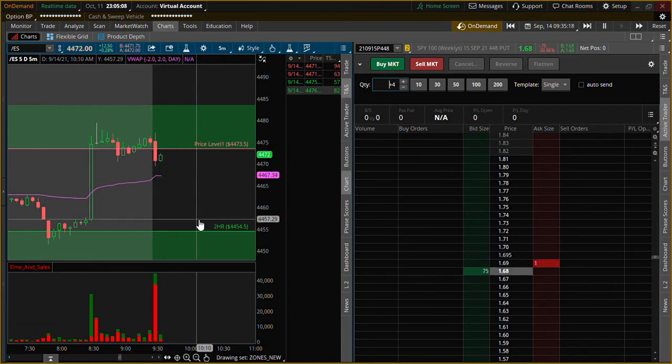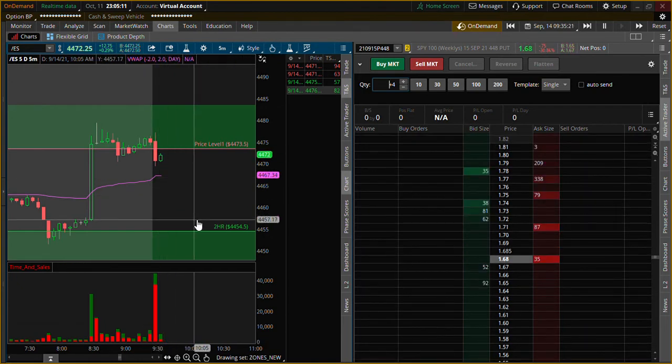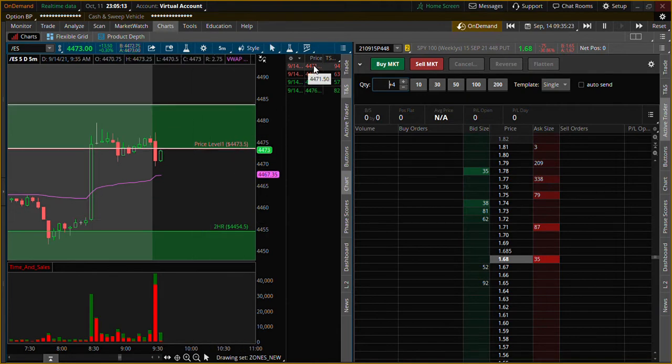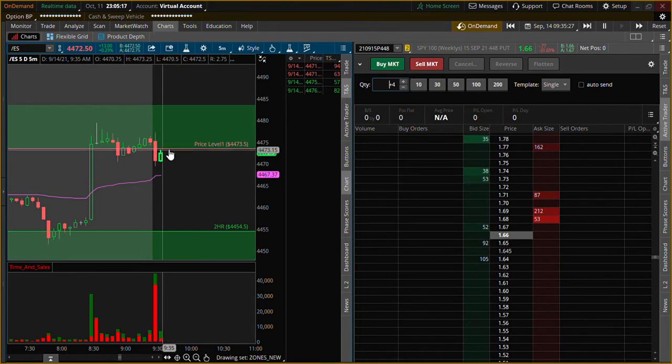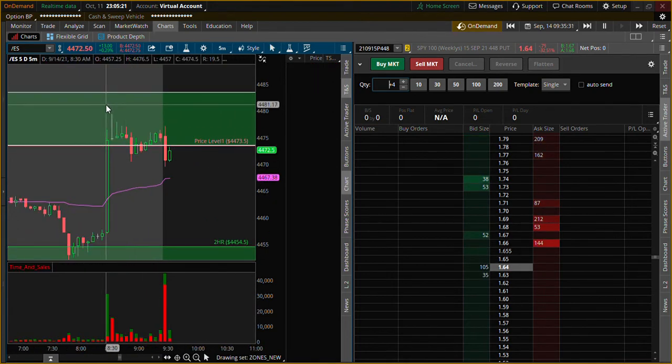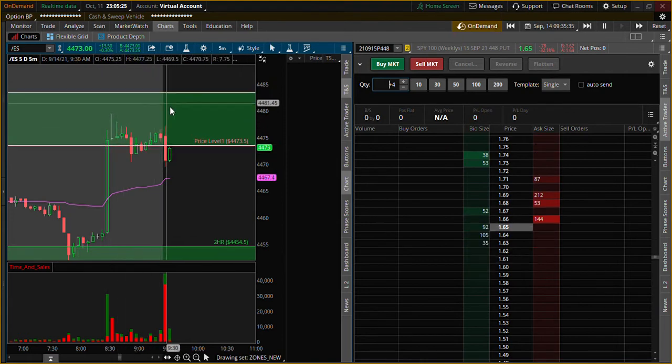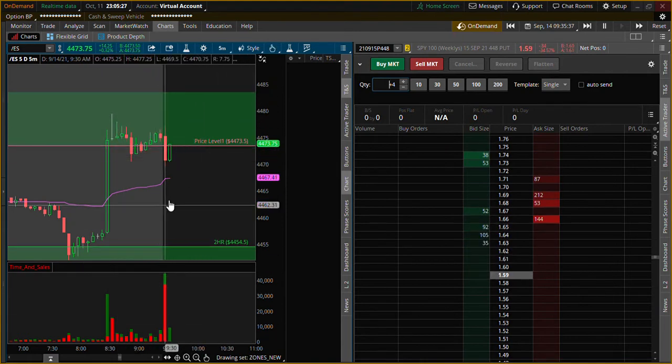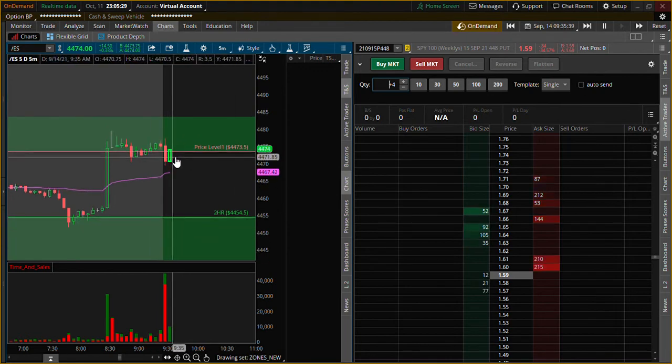Okay, so we're coming up. 4471 is heavy selling. The 4471 area is really giving trouble. So we have a lower high from this pre-market. We didn't break the high. Let's see if this fails, if this rally on this 5 minute fails.